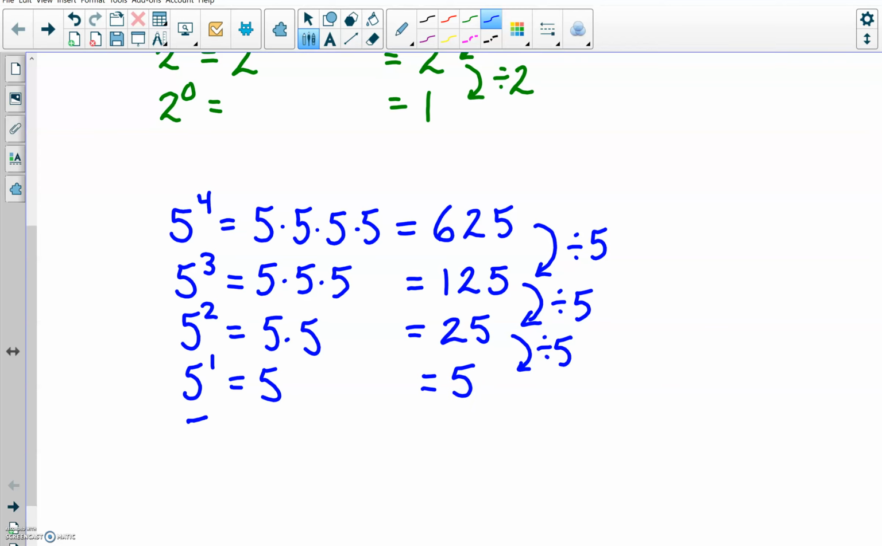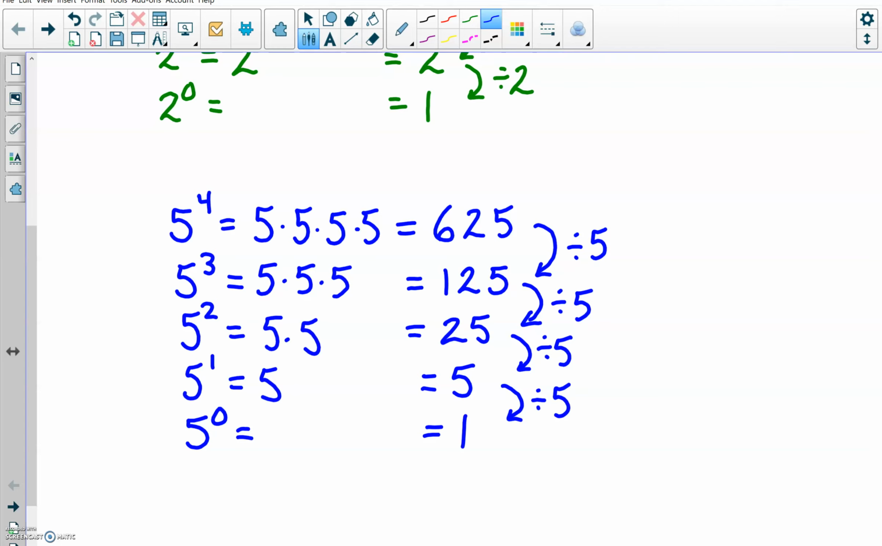So then we're down to that 0 power again. And if we continue the pattern of dividing by 5's every time we drop the power by 1 for this particular base, 5 divided by itself is 1.